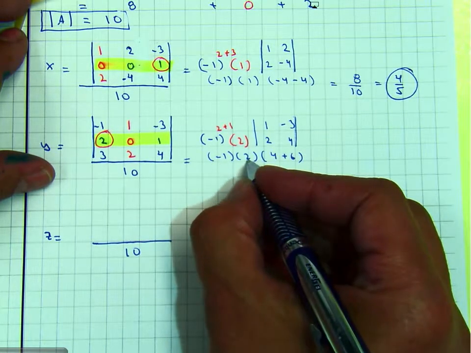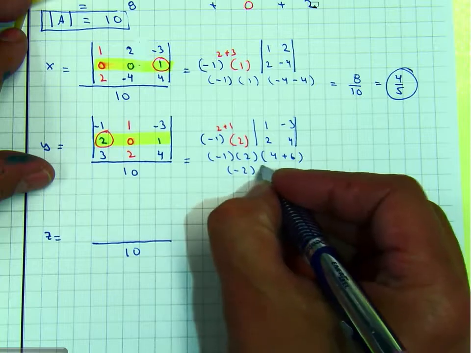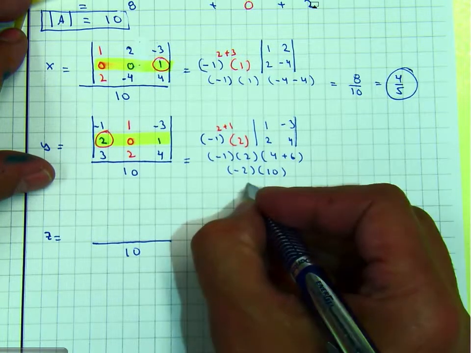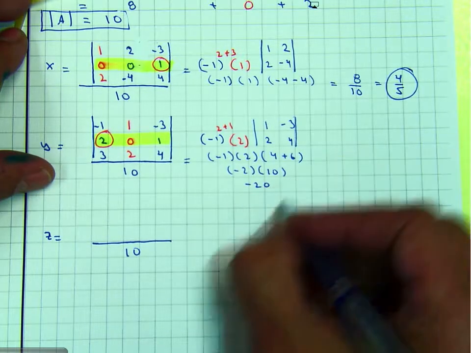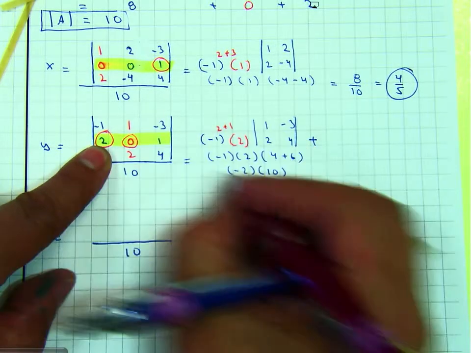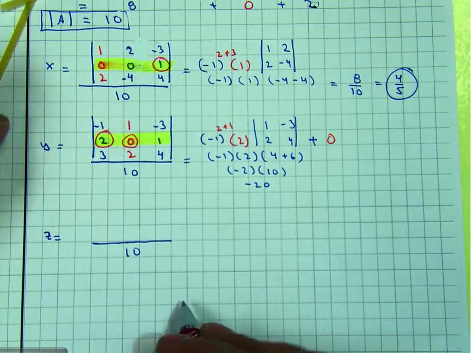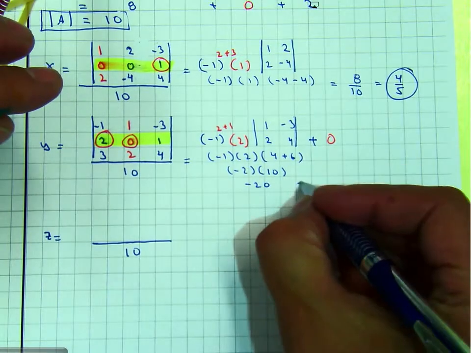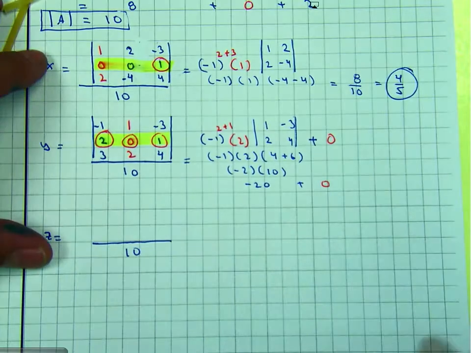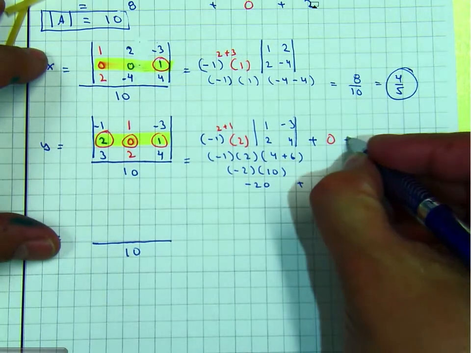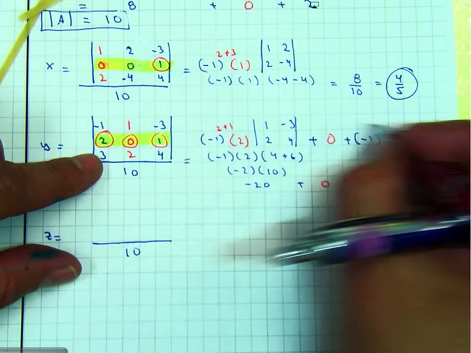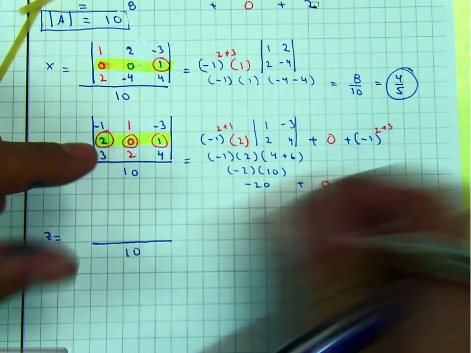This will be negative 2. This will give me 10. It will be negative 20. Remember, we're not done yet. Now we're going to continue with the 0, which will be just 0. We're not done yet because now we're going to continue with the 1. So therefore be plus negative 1. This is my second row, third column. Second row plus third column.